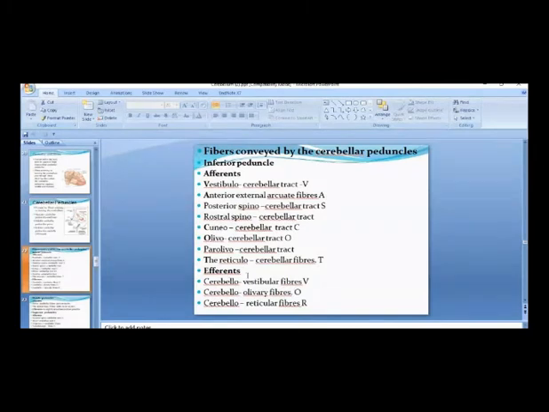Now, in case of efferent fibers, you just remember VOR, VOR. So, cerebellovestibular fiber, cerebello-olivary fiber, cerebello-reticular fiber. You make the formula by yourselves. Okay, this is VASCOT, this is VOR.